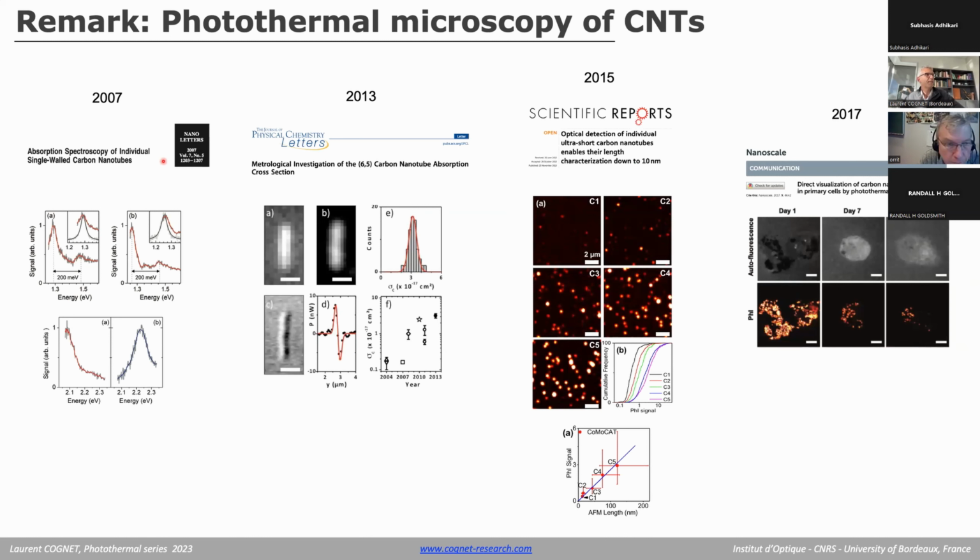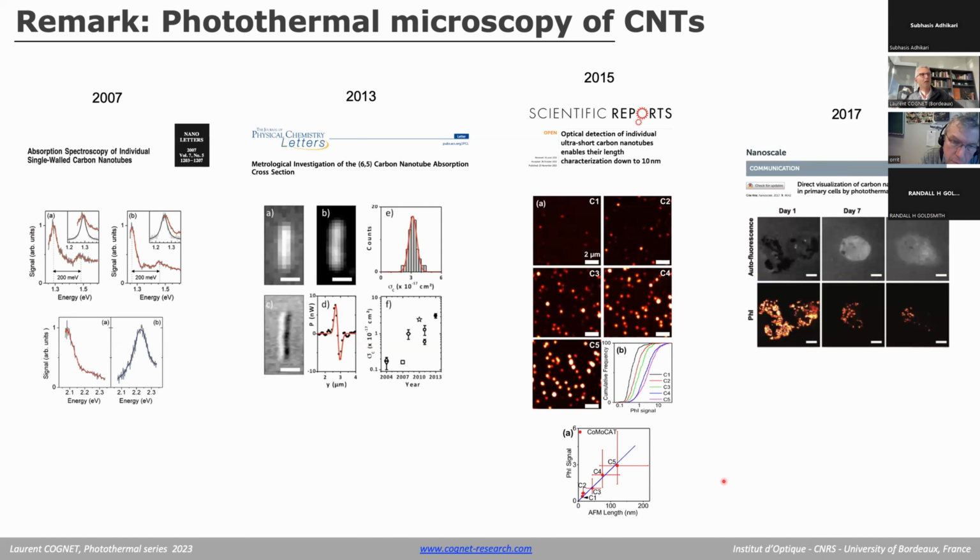So 2007 to 2013, some spectroscopy of carbon nanotubes. So these are semiconducting. Here, these are metallic carbon nanotubes. We did it by combining photoluminescence, photothermal, and also modulated absorption. We could measure the absorption cross-section extremely precisely for these carbon nanotubes. And then some imaging applications here. It was a measurement of ultra-short carbon nanotubes.